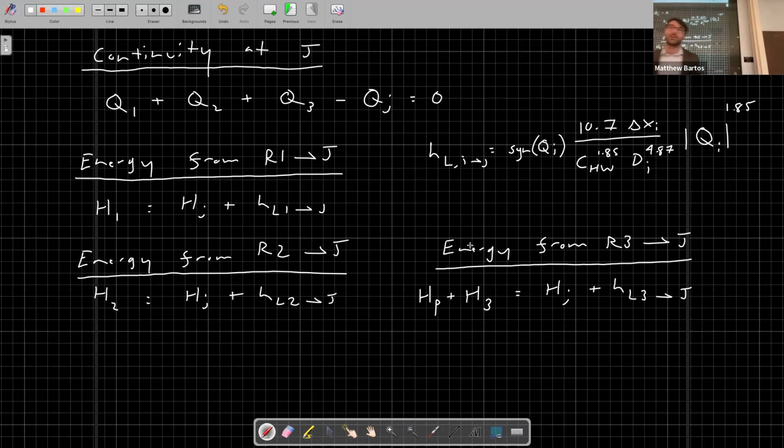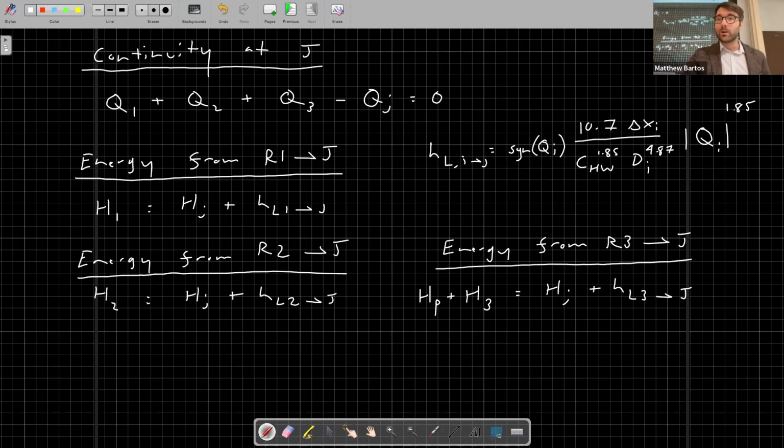So if we have an expression for the pump head, we can solve this problem using a solver to determine the internal flows and heads within our pipe network system. So basically all we need to do is add our expression for the pump head to our existing energy balances.